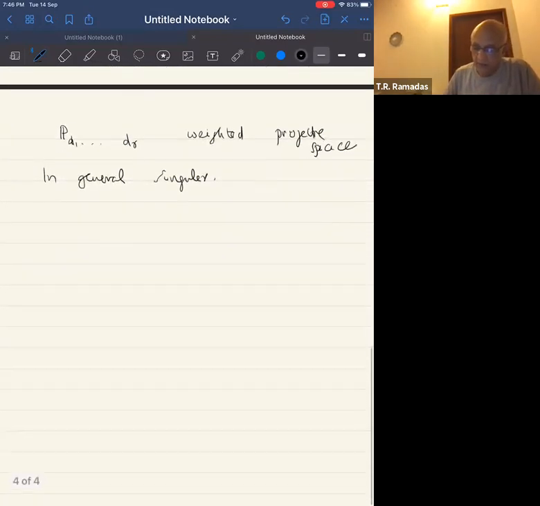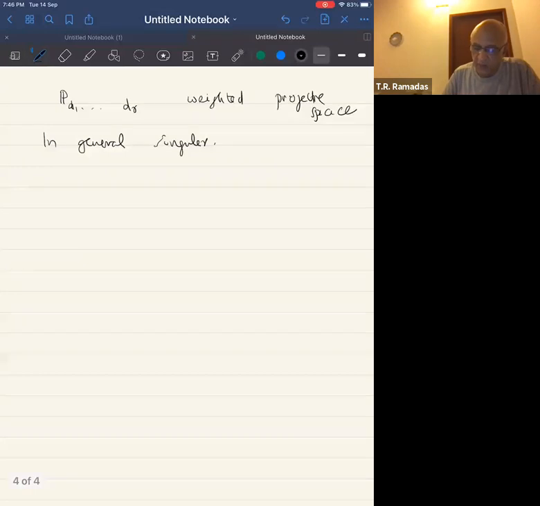Okay, so these are both geometric quotients. In other words, each point of the quotient variety corresponds to precisely one orbit of the group, and the group in question is in both cases the algebraic group C star.